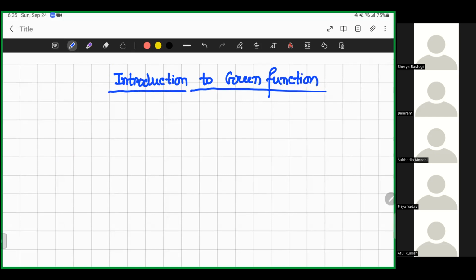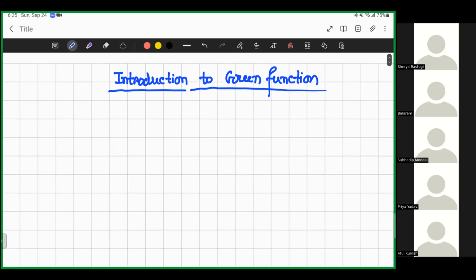Okay, so today I'm going to discuss the Green's function. I'll briefly introduce the Green's function and discuss this Green's function method for the Laplacian operator. So let me start with some basic introduction.